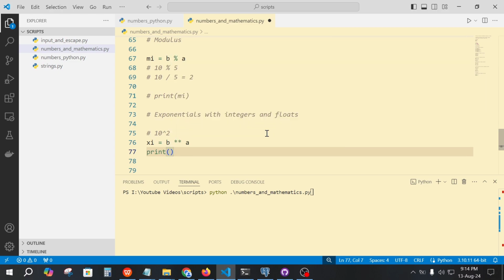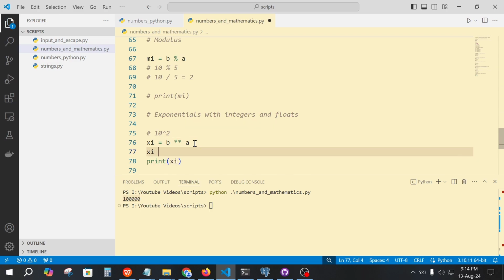10 to the power 2 is 100 because 10 multiplied by 10. 10 to the power 5 means 10 multiplied by 10 multiplied by 10 multiplied by 10 multiplied by 10. I don't know how many zeros there are, so let's print it and see it. You can see this.